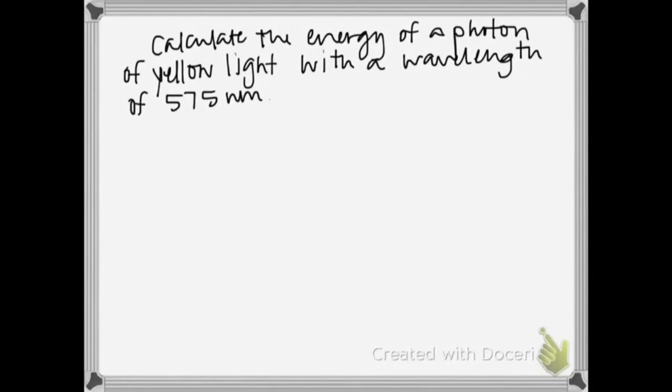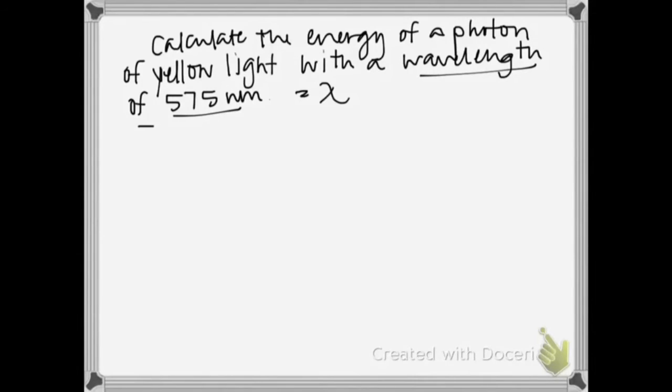Okay, so now we're going to look at a practice problem, and there will be another video that shows some problems in the packet, but just watch this one and follow along. So it says, calculate the energy of a photon of yellow light with a wavelength of 575 nanometers. Now, with nanometers, this tells me it's a wavelength, okay, so that's going to be that funny symbol there, but it has to be in meters.